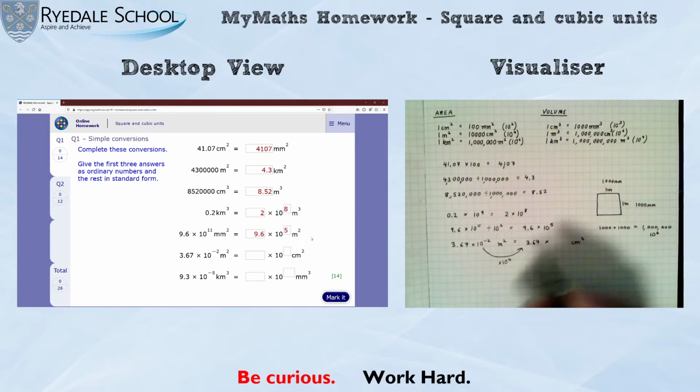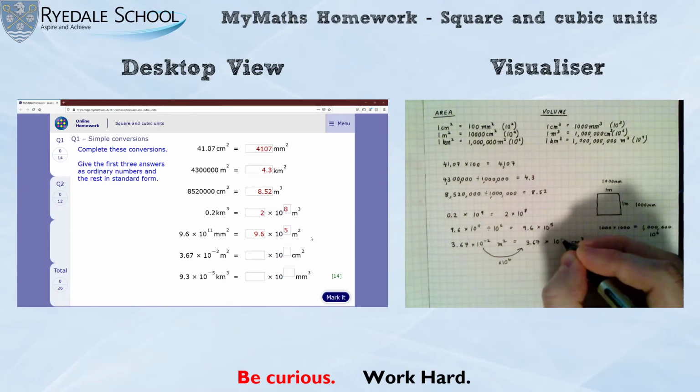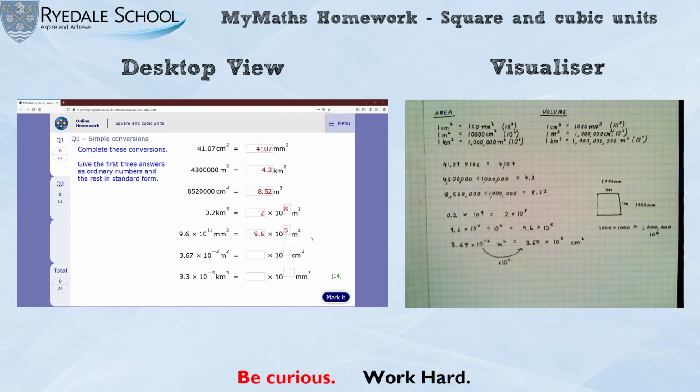And again, this is where I can use my indices, because we know that 10 to the power of negative 2 times 10 to the power of 4, when you've got the same base number, we can add the powers. And negative 2 plus 4 is times 10 to the 2. So that one should be 3.67 times 10 to the power of positive 2.